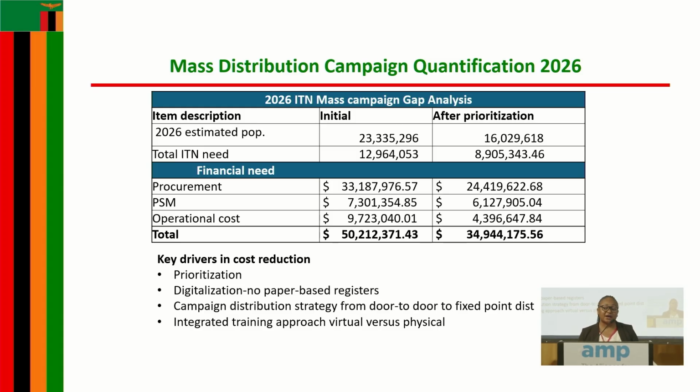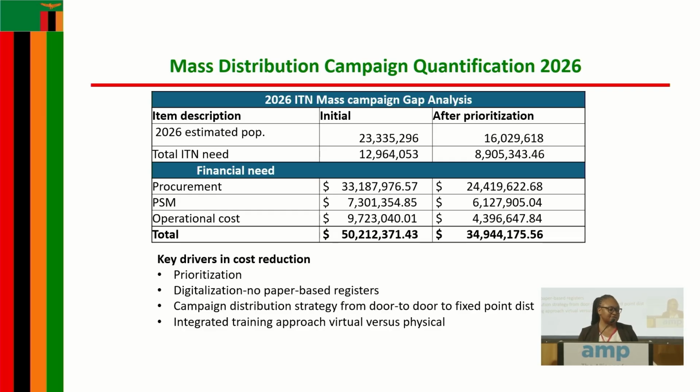So our key driver for our cost reduction has been prioritization. Our scope has reduced, so we're looking at a reduction from 115 districts to 81 districts in the high burden areas.